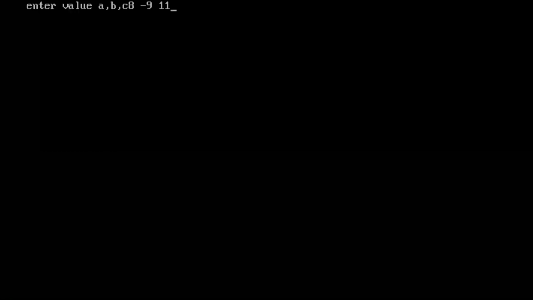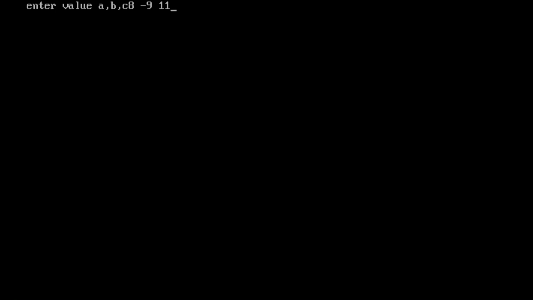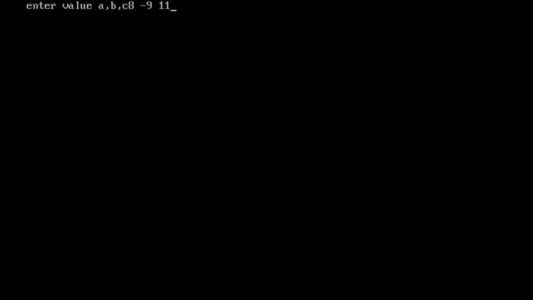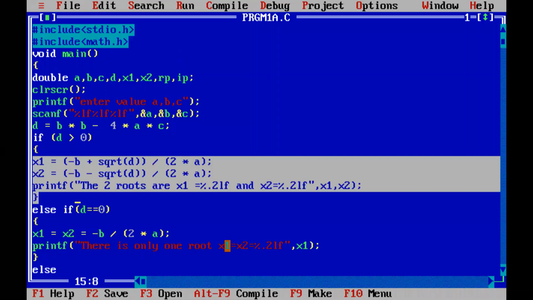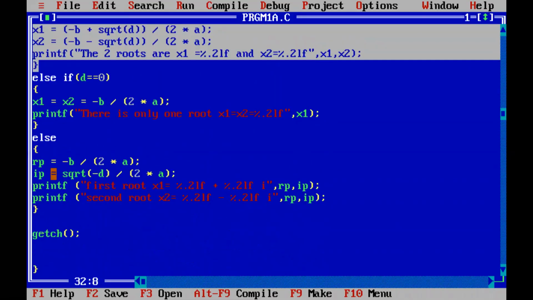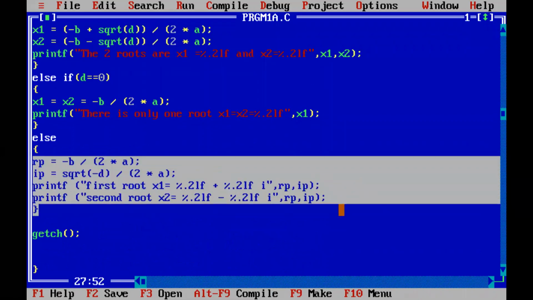ABC. What is the A value in this? 8. B value is minus 9. Okay, 11. So now there are real and imaginary parts. I have given the same thing in your group message, so that when you execute, the last case is also tested and comes correctly. Understood? All should try all the three and send me the screenshot.